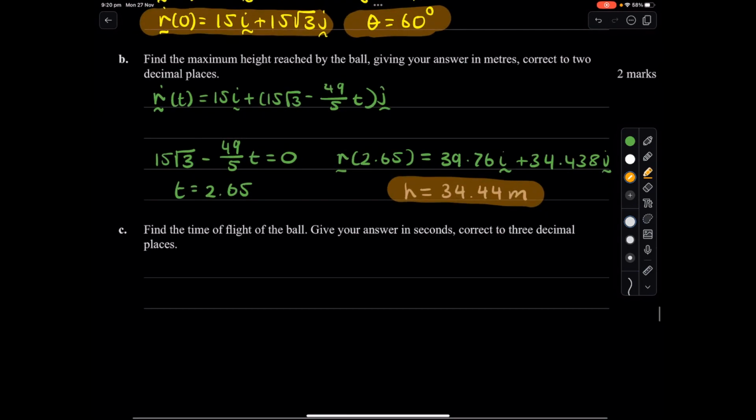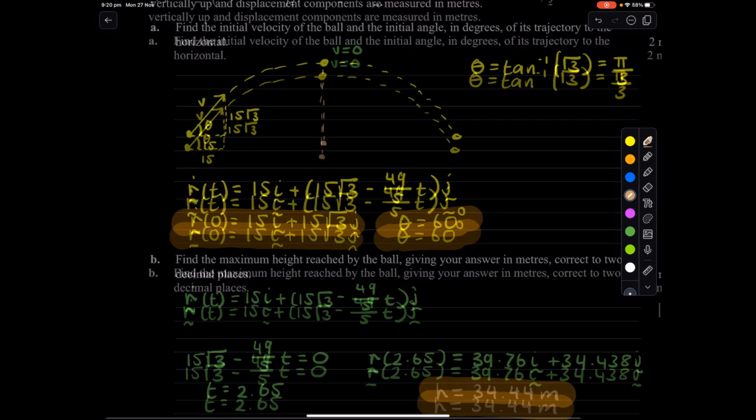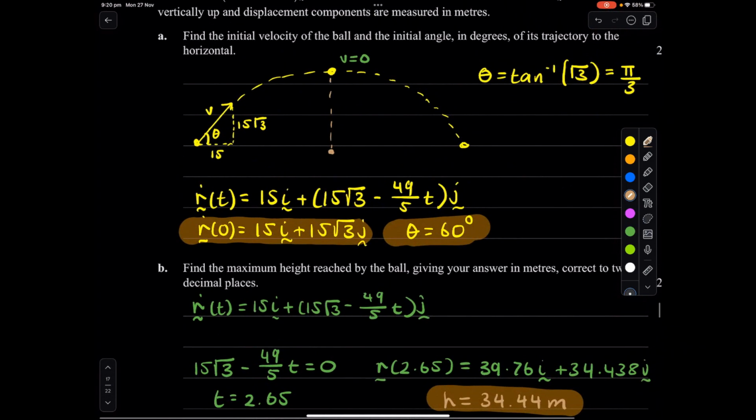Next question. Find the time of the flight of the ball. Give your answer in seconds. Okay, so if we know the time, by the way, this is an extra. The time over here, which we've already calculated, is 2.65. Remember the symmetry of a parabola. It should be the same over here until it hits the ground, which is another 2.65. Hence, in other words, double the time.